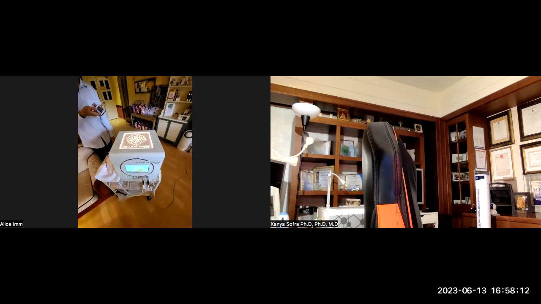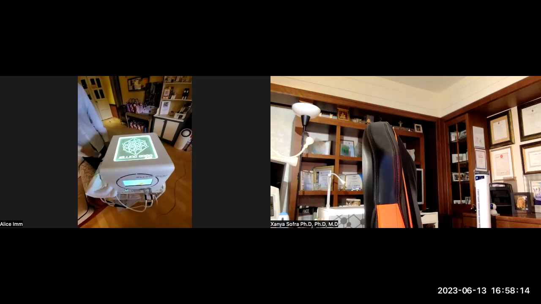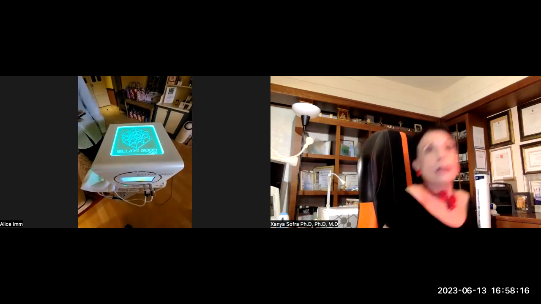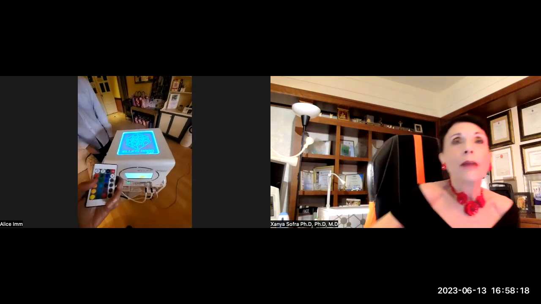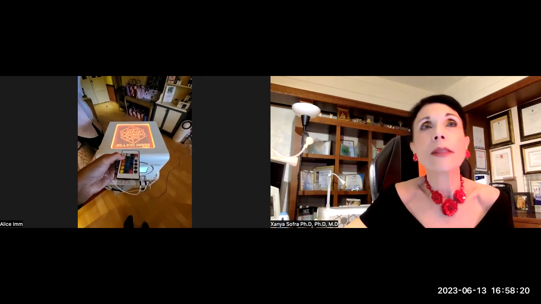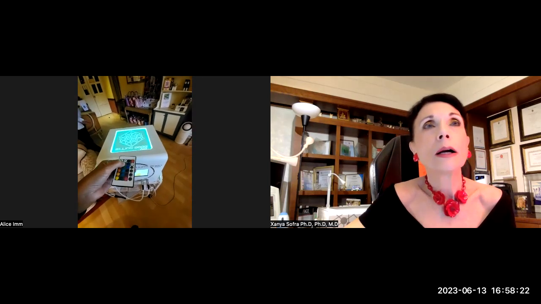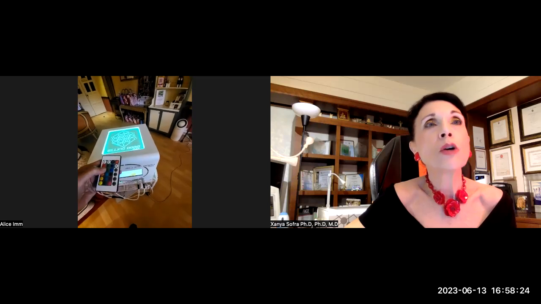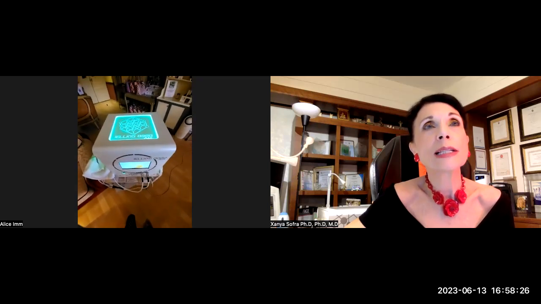Okay, go back to the red one. So you can make it red, and then, there you go. Now you can go on the left side where it says fade.